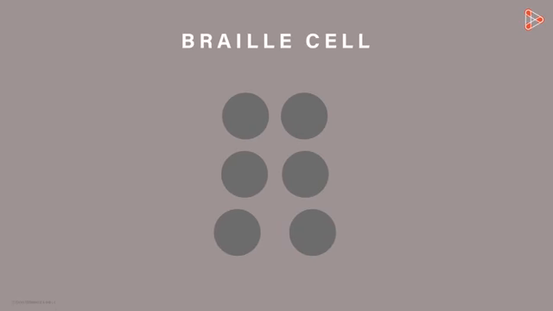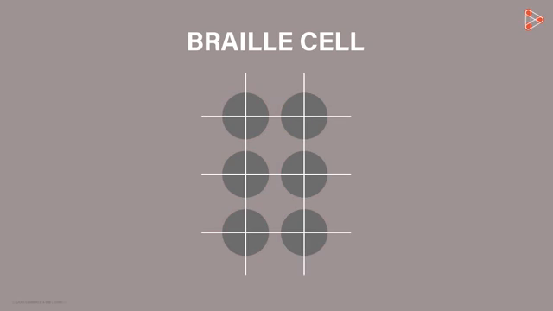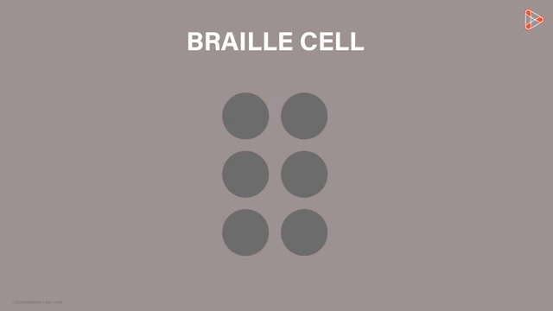The basic structure of the system starts with the Braille cell. As you can see, it's a cell with 6 dots arranged in 3 rows and 2 columns. These dots are named 1, 2, 3 from top to bottom on the left and 4, 5, 6 from top to bottom on the right.